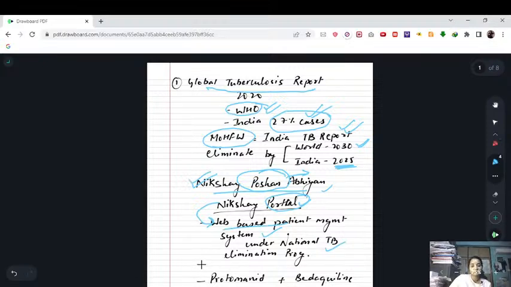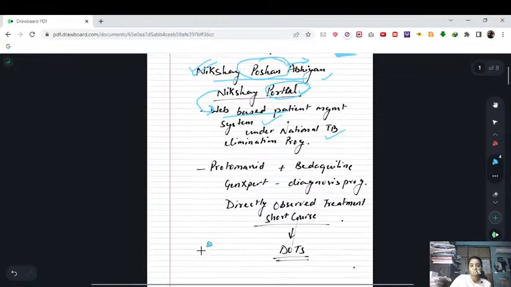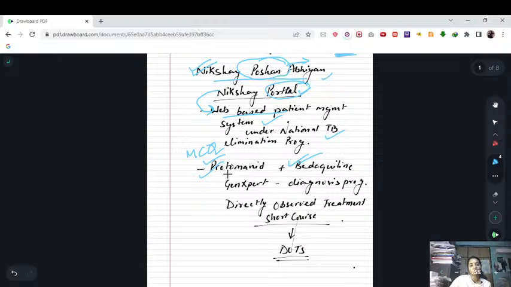Now two more important things that we should know about TB are the two important drugs, which are pretomanid and bedaquiline. These are drugs used for TB treatment, and an MCQ can be from here: pretomanid and bedaquiline seen in news are related to which disease. Next, GeneXpert. This is a diagnosis device which gives fast and quick results. Next, DOTS, or the Directly Observed Treatment Short Course. You should know the full form of DOTS, and DOTS is associated with TB.